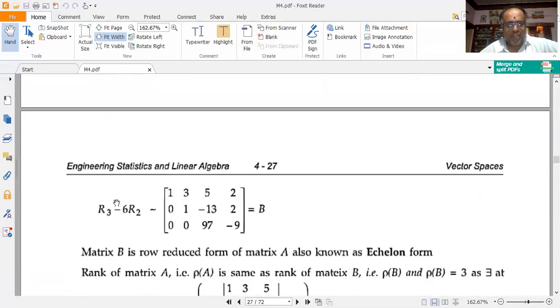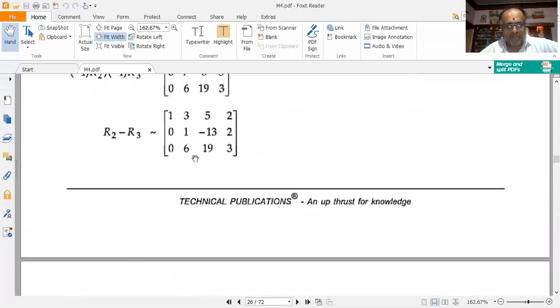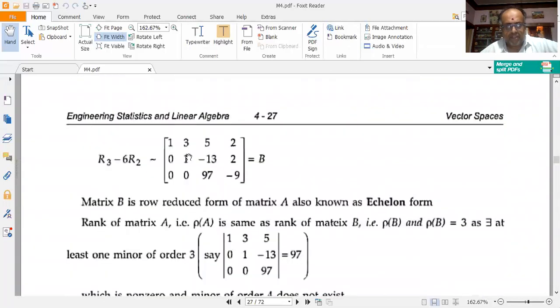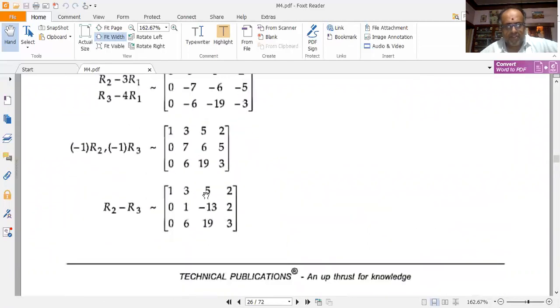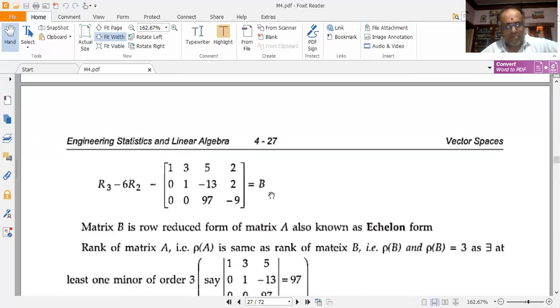Now finally, apply the operation R3 minus 6R2. R3 is equal to R3 minus 6R2. So again, the first and the second row elements would remain as they are, whereas the contents of the third row, that is R3, are definitely going to change. They are going to be impacted by the application of this operation R3 minus 6R2. So I get 1, 3, 5, 2, 0, 1, minus 13, 2, then 0, 0, 97, minus 9. Now this is equal to B.